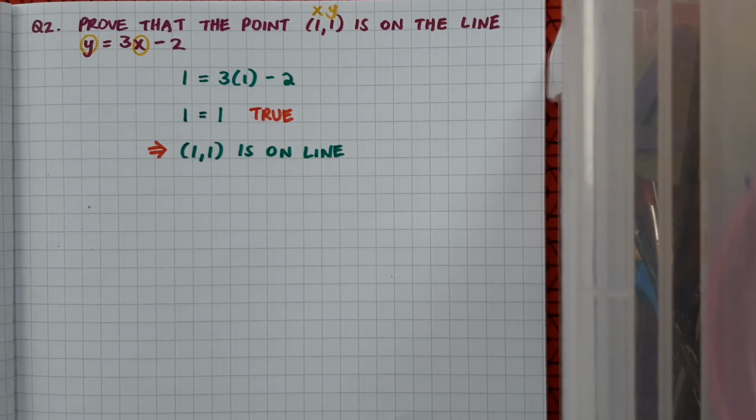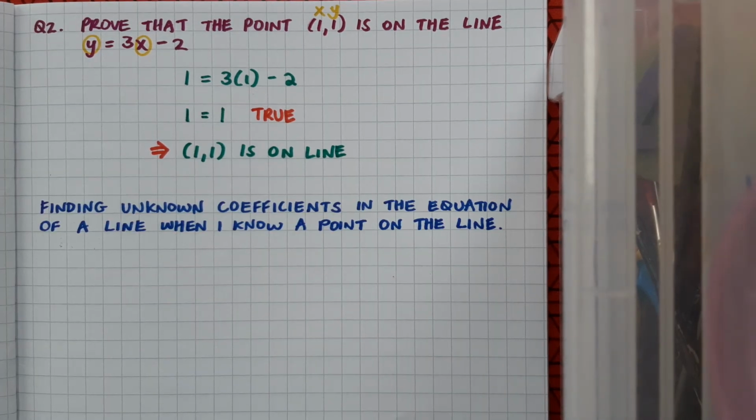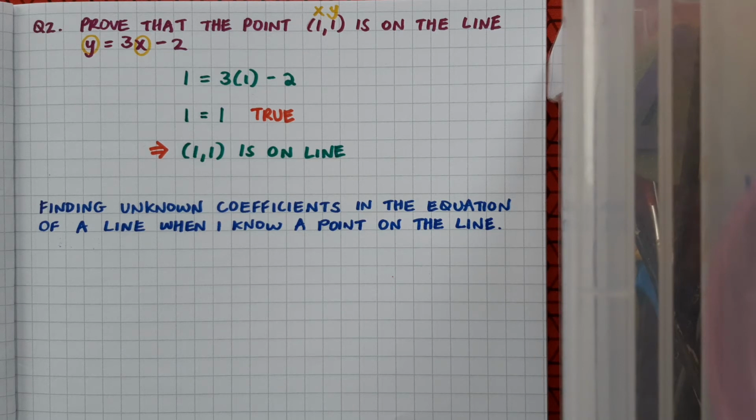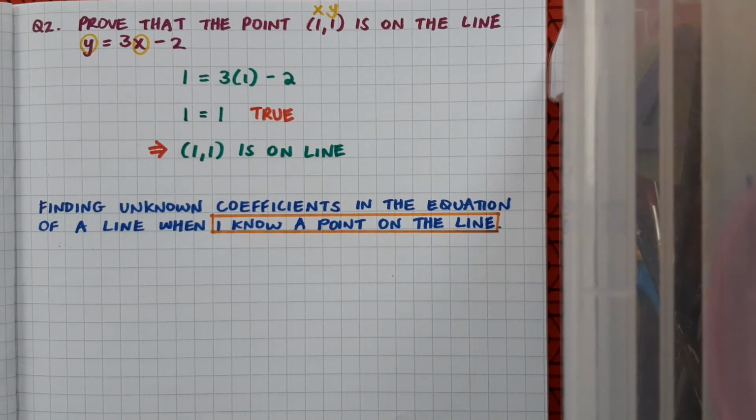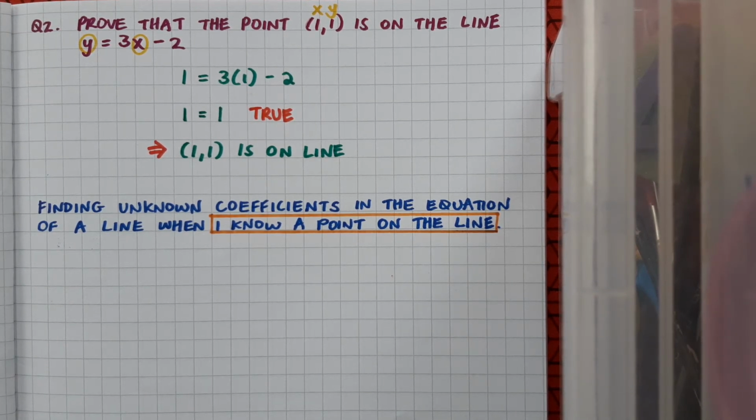So now let's move on to the second part of our video. This is finding unknown coefficients in the equation of a line when I know a point on the line. These types of questions will start in a really similar way to the previous examples and questions that we've seen in this video. We're talking about points on lines, so it's going to involve subbing the point into the equation. The main thing to bear in mind with these kinds of questions is that the point I'm going to be given will be on the line. I'll be told the point is on the line.